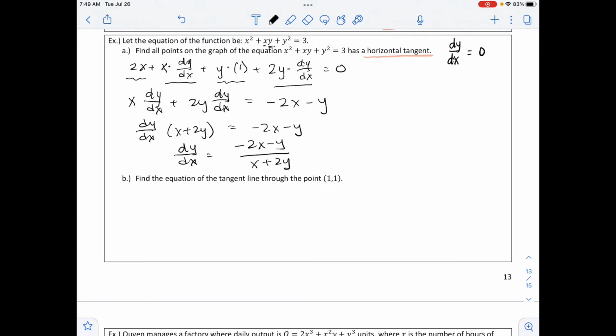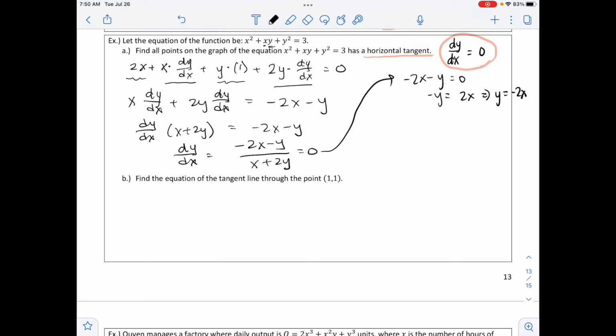And so this would be my derivative here, and I need to figure out where this is equal to 0, since we're asking not just for the derivative, but finding these horizontal tangents. So I'm going to go ahead and set this equal to 0. And from this, I can multiply both sides by the denominator. And doing that, I have just negative 2x minus y equals 0. And from here, I can solve this, and I get negative y is equal to positive 2x, or we get y equals negative 2x.